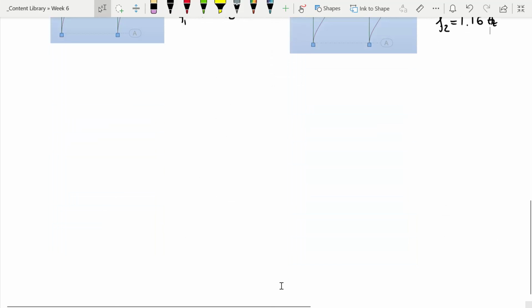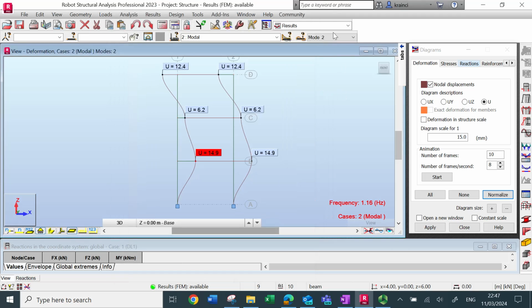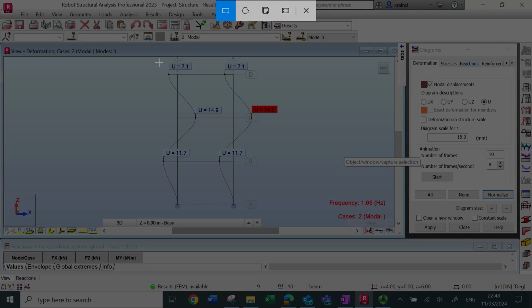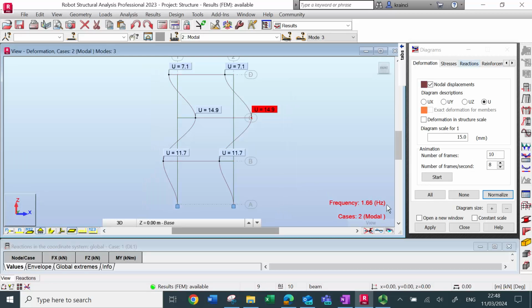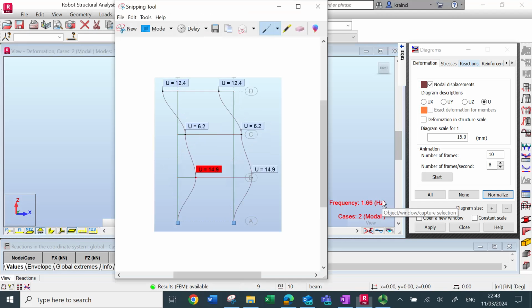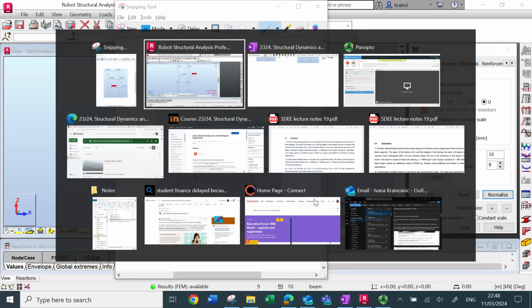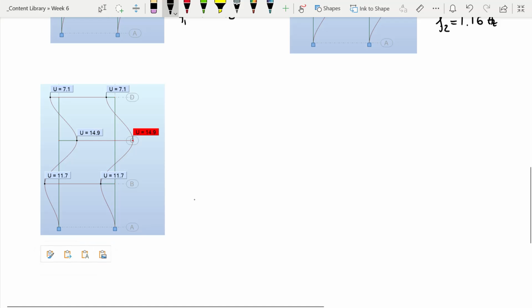And then last one, mode 3. Mode 3 with 3 crossings. This is a bit simpler than using the snipping tool. And this is 166. And so F3 is 166 Hertz.